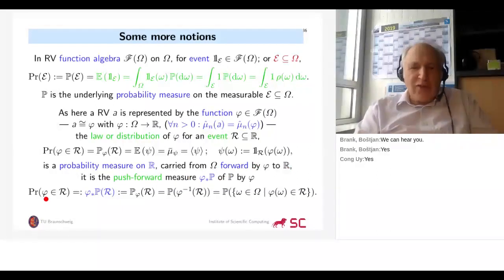So there are different ways of writing it. One is like this here. This is the probability that this random variable is in there. That's sometimes written like this. So this phi with a star below means the push forward. It's sometimes written like this. This is kind of the definition of what it is. So it's the probability of those elements there that phi of omega is in R.